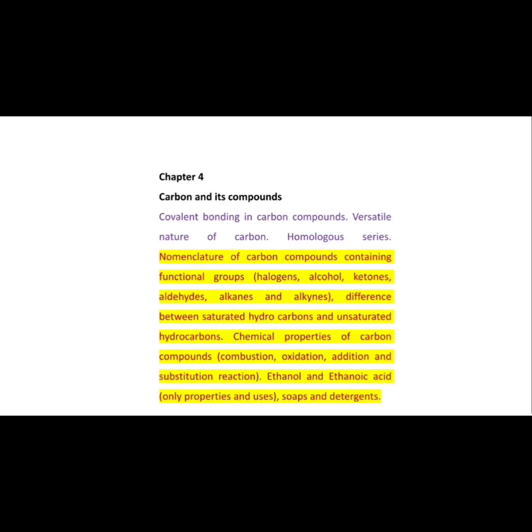Then let us move on to the next lesson, chapter 4, carbon and its compounds. In this, a vast portion is removed. So you have to study only covalent bonding in carbon compounds, versatile nature of carbon, and homologous series. Then the remaining highlighted portions can be removed. They are nomenclature of carbon compounds containing functional groups, difference between saturated hydrocarbons and unsaturated hydrocarbons, chemical properties of carbon compounds, ethanol and ethanoic acid, soaps and detergents. So the highlighted portions can be removed for this board exam 2020-21.